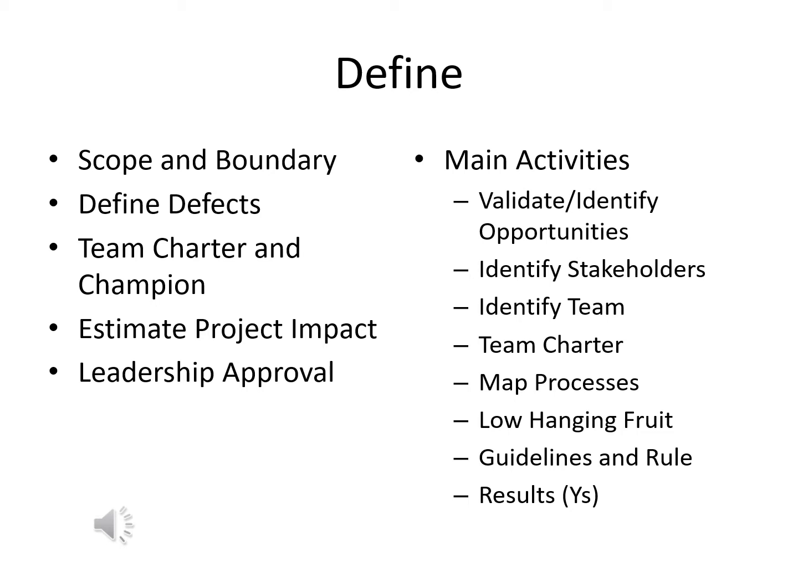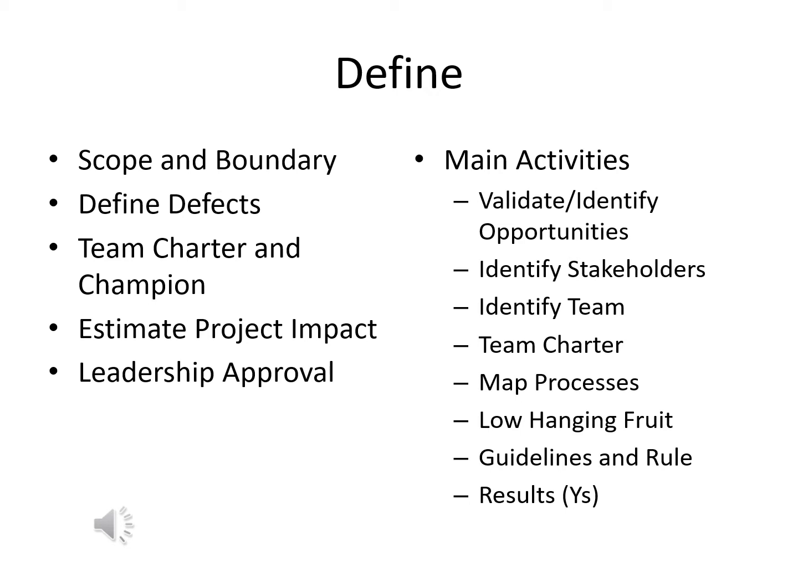Some of the activities: you've got to validate and identify opportunities. Don't fix something that's not broken. So make sure it's broken before you fix it, and identify them, right? And there are different tools: brainstorming, customer complaints, things like that. We'll talk a little bit about stakeholders later, but you've got to identify the stakeholders. Everybody's going to be impacted by the project. Team, we'll talk quite a bit about teams. The team charter again. You want to map the process. You can do a value stream map, or you can do a process map. But basically, you've got to find out what you're dealing with, right?